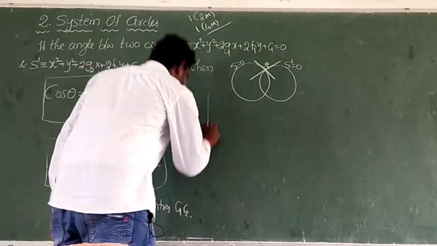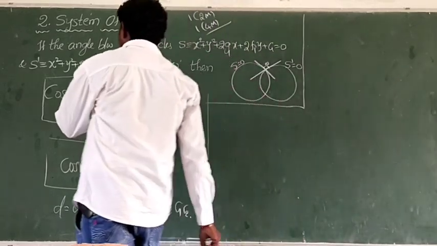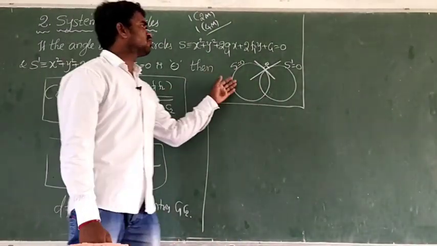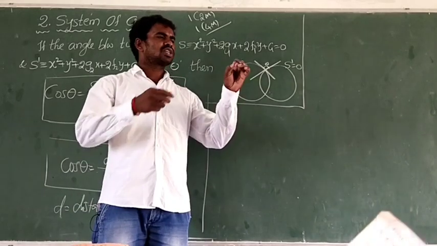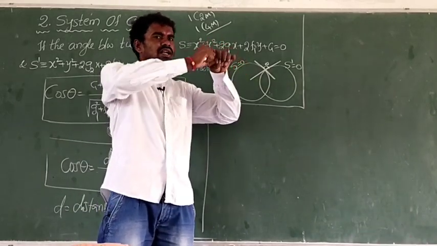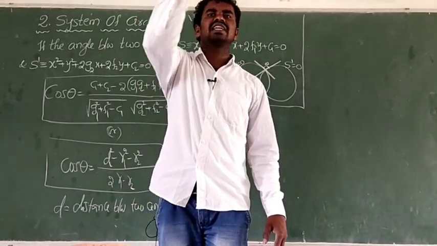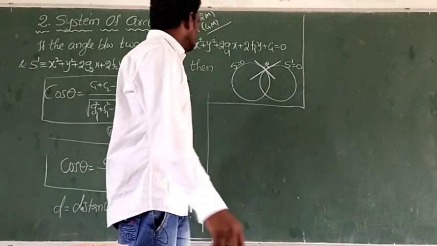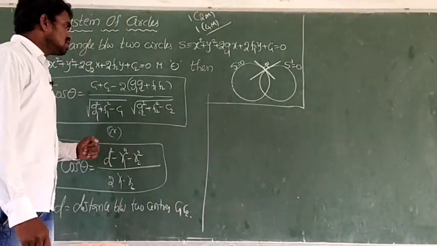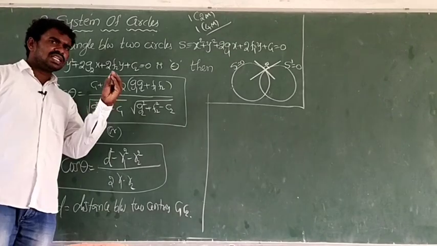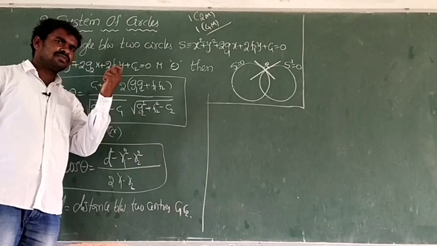Another concept: if 2 circles are orthogonal, meaning the circles are perpendicular, one like this and the second like this. Then what is the condition? That is a very important condition. Simply, 2 circles orthogonal means perpendicular. Perpendicular means what is the angle?